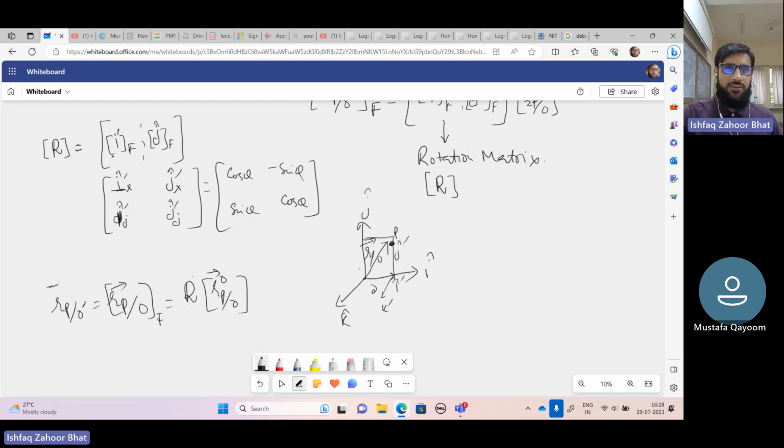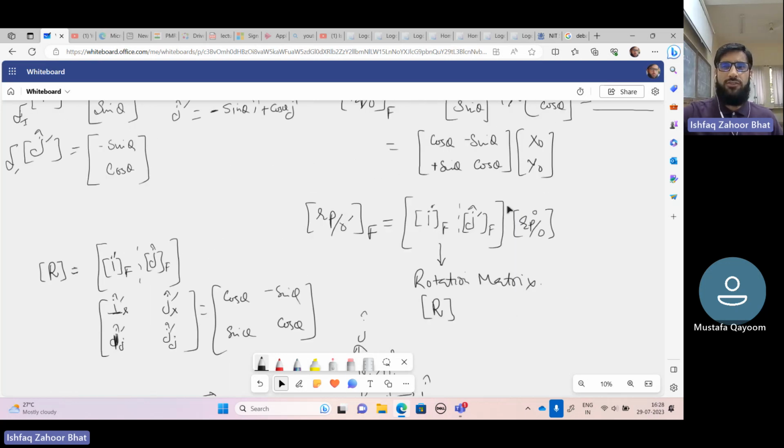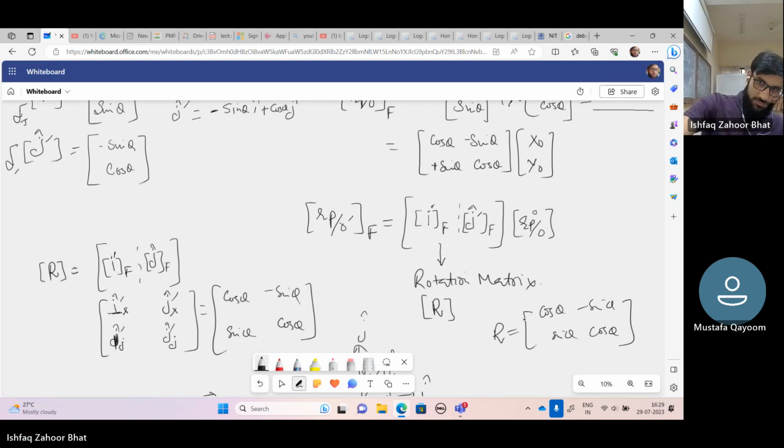So you can see from this, you can't say anything. Can you predict anything from this formula? R is for 2D, we had this. For 2D, we had R equal to cos theta, minus sin theta, sin theta, cos theta. Can you predict what will be the R corresponding to the 3D? No, sir. But can you predict it from here? What should be R?